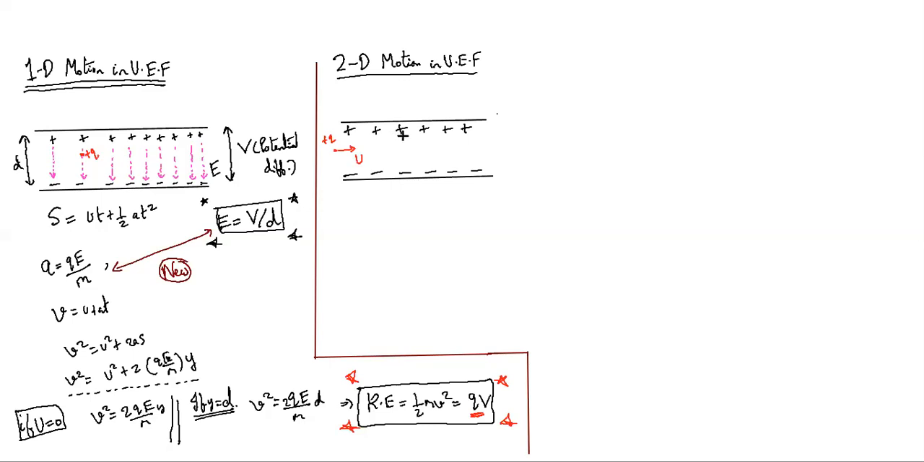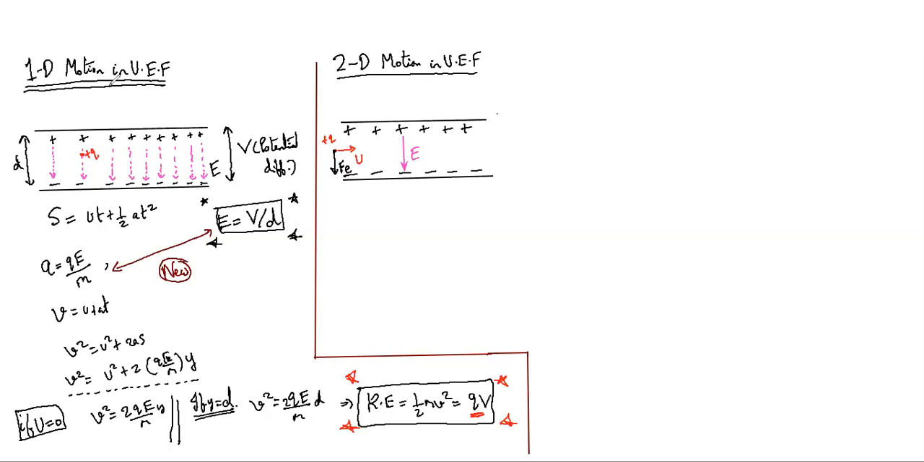So again, the direction of electric field will be downwards. I'm just showing it once here. This is the electric field. Due to this electric field being downwards, what will be the direction of electrostatic force? क्या होगा? That will also be downwards, right?